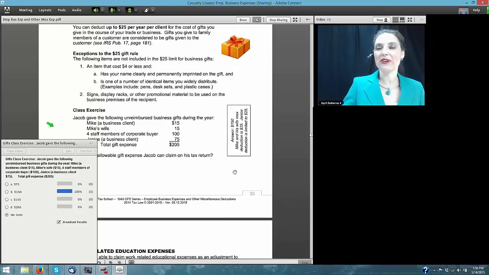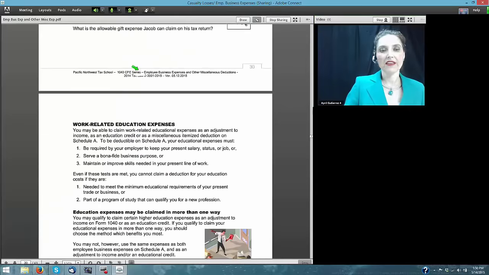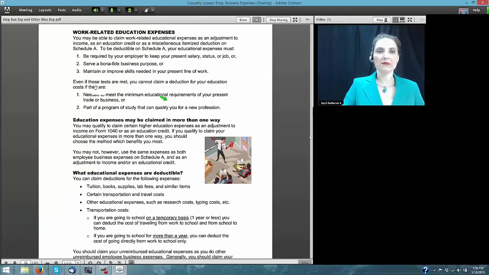Mike and his wife are going to max out at $25. So you can see here that the value of the gift given to Mike plus his wife is $30. But they are treated as a single person, and so the gift is going to be limited to $25. The 4 staff members at $25 each are allowed in full. And then this gift to Janice, that $75 is going to be limited to $25. So that is how we arrive at the correct answer, which is $150.